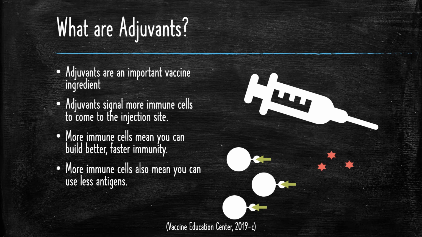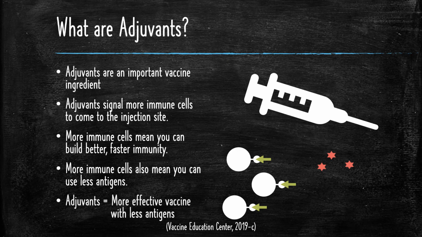And so if you think about vaccines that you received whenever you were a child, those actually had more antigens in it than probably what your child would get, because we've just developed vaccine technology to such an extent that they're so much more effective than they used to be. So less antigens are able to be used because of the adjuvants. So to summarize, adjuvants make the vaccine more effective with less antigens.